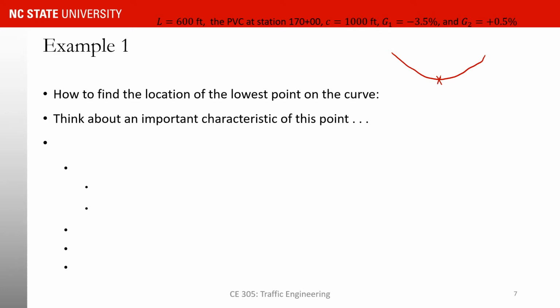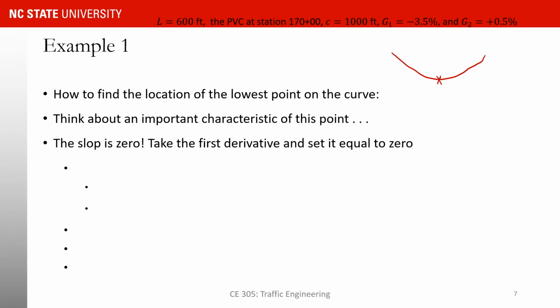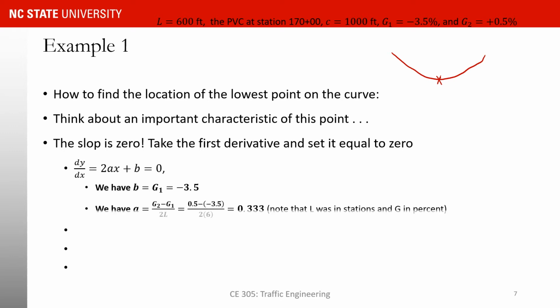So the special feature of this point is that its slope is 0. As a result, if we want to find the location of this point, we can take the first derivative and set it equal to 0 and find the x of this point. So if we take the first derivative of ax squared plus bx plus c, what we'll have is 2ax plus b, and we will set this equal to 0.